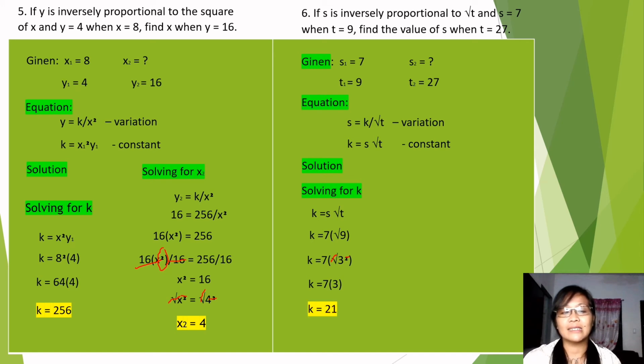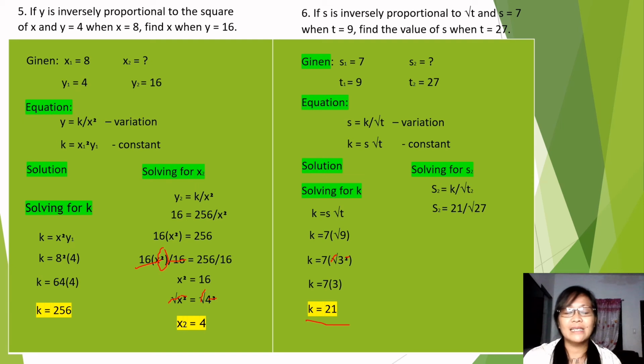Then 7 times 3 is equal to 21. So for our k, we have 21. And solving for our unknown s sub 2, we're going to use s sub 2 is equal to k all over square root of t sub 2. Then substitute the given. S sub 2 is equal to, our k is 21 divided by square root of t sub 2, which is 27.